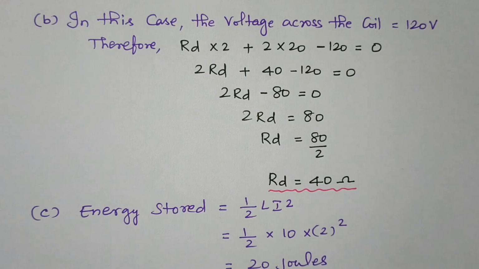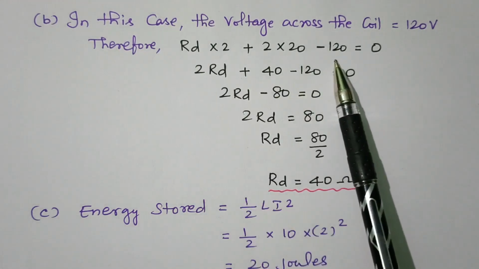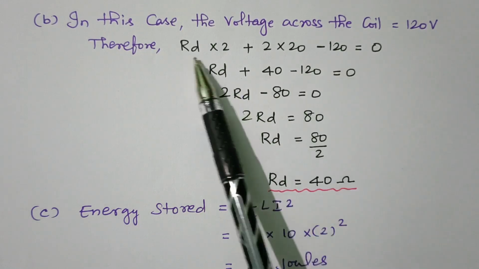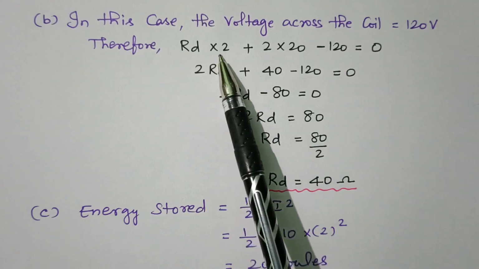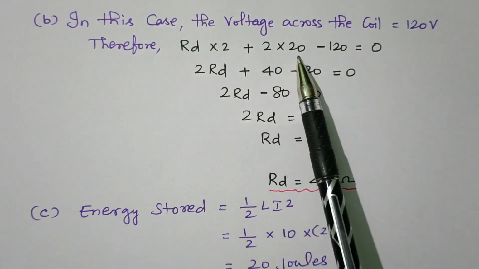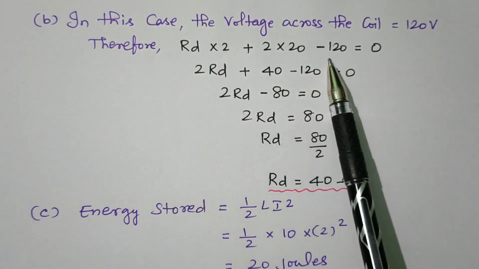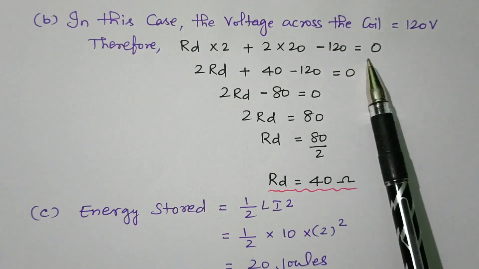In the second subdivision we need to find the RD value. The voltage is reduced to 120, right? The voltage is given, we need to find the RD value. The same KVL is applied. The voltage drop across RD is RD into 2, plus the 20 ohm resistor, 20 ohm into 2 ampere, minus the coil voltage, which is given as minus 120, equal to 0.